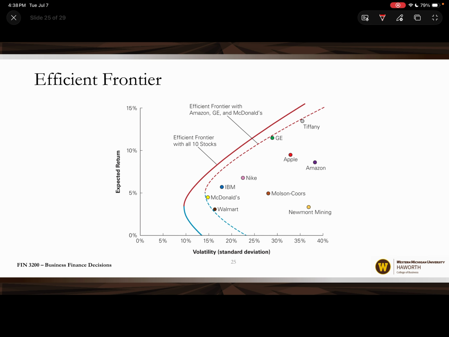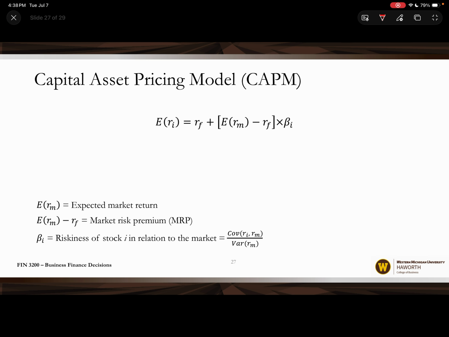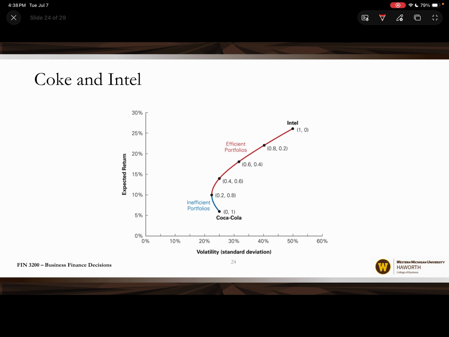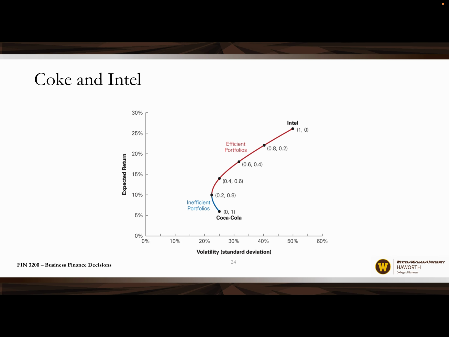Okay, let's finish this. On the exam, you will probably see a figure like this or something like this, and you will have to answer some questions. Just like we've seen in the previous slides, on the x-axis we have volatility, and on the y-axis we have return. Here, expected return, not historical return.